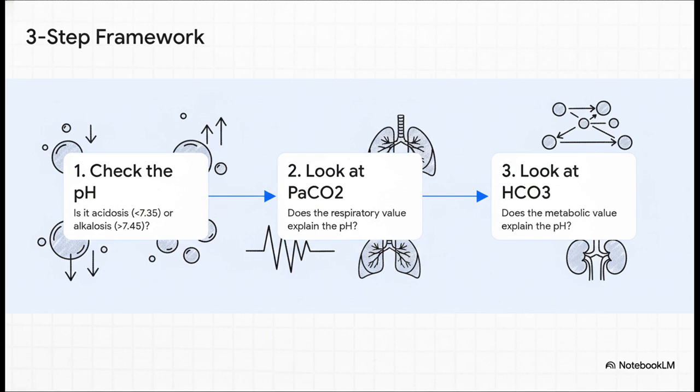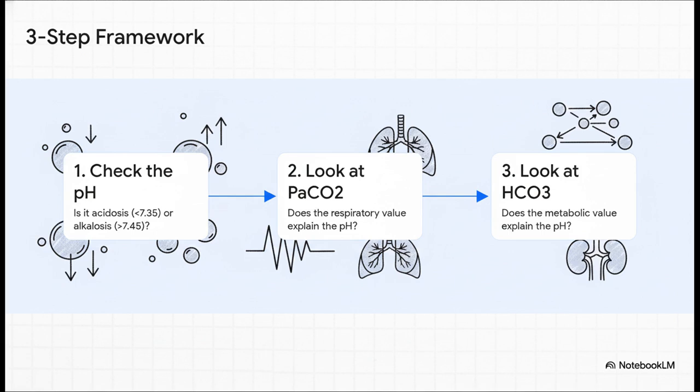Okay, here is a super simple three-step approach. Step 1, just look at the pH. Is it low, telling you there's an acidosis, or is it high, pointing to alkalosis? That's your primary problem. Step 2, look at the PaCO2. Does it explain the pH? For example, if the pH shows acidosis, is the CO2 high?